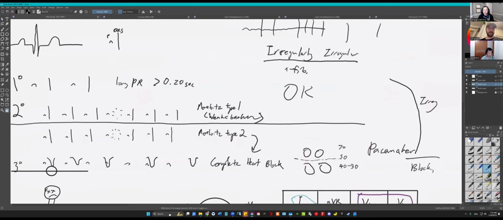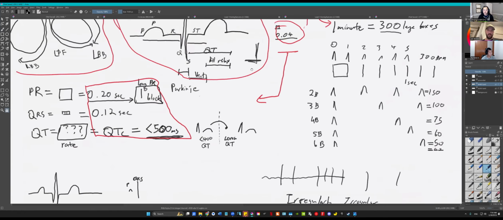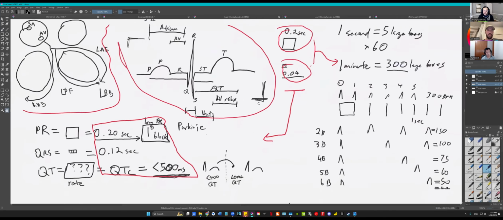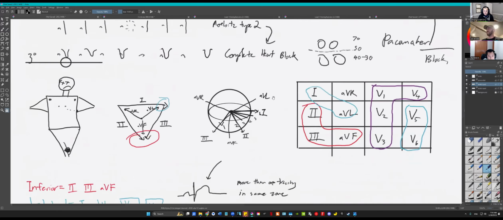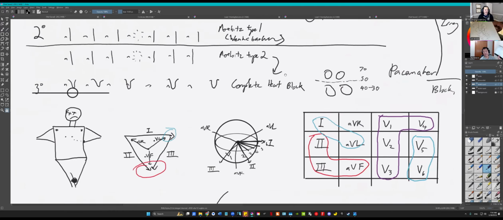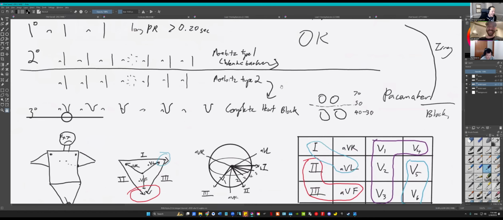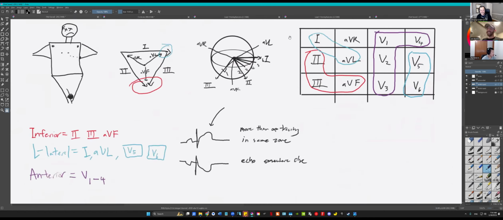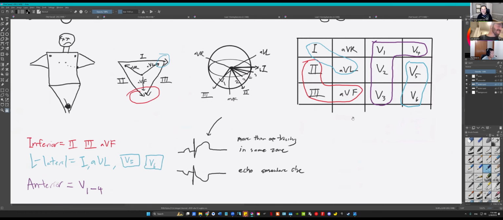What I can do is save this as an image and send it to you guys. My notes look bad. I circled things wrong. I looped 1, 2, 3 and AVF together, and then I was like, oh no, it's AVL. Then I looked at AVR, and V5 and V6 together. I was like, oh shit.